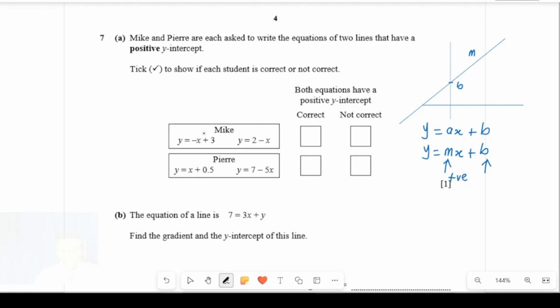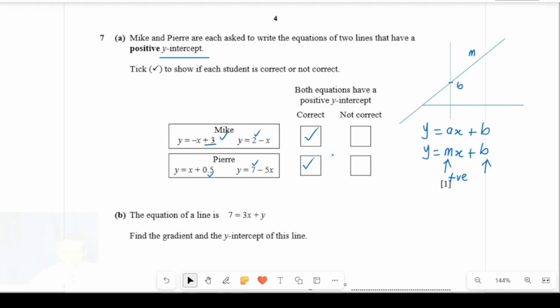So all you need to do is rearrange all these. We are looking for a positive y-intercept. So this is plus 3, this is positive. Positive y-intercept, this is plus 2, so it's positive. So correct. Then positive y-intercept, that is 1/2. Positive y-intercept plus 7, so that is correct. So both of them are correct.